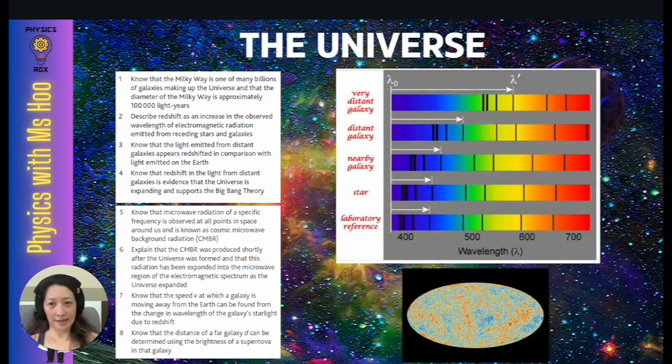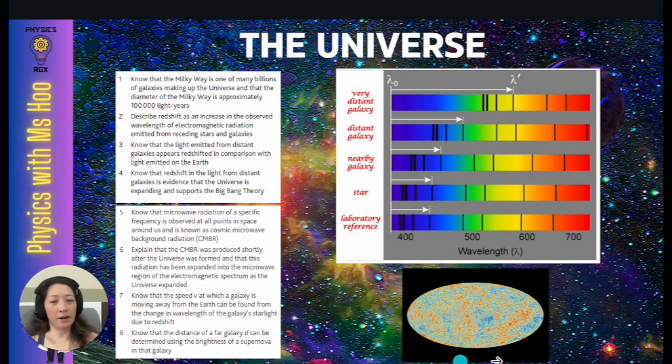Let's move on to the next slide, from which we can take a quick look at the concept of redshifting and CMBR. Here at the bottom, this is the reference for our light spectrum. From a star that's far away from us, you can see that the spectrum has shifted very slightly towards the red. A nearby galaxy, which is even further away, the spectrum has shifted even more. Distant galaxy, even more. Very distant galaxy, even more so. So you can see that the further away the stars or galaxies are from us, the more redshifted the light spectrum is. That means that the light spectrum has shifted closer towards the red end of the spectrum.